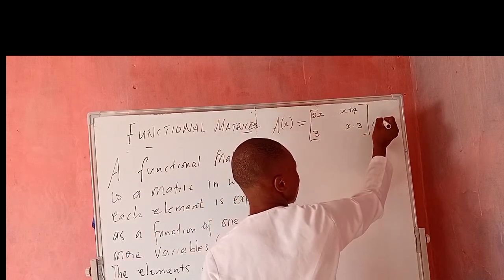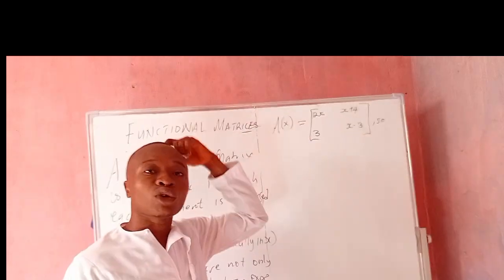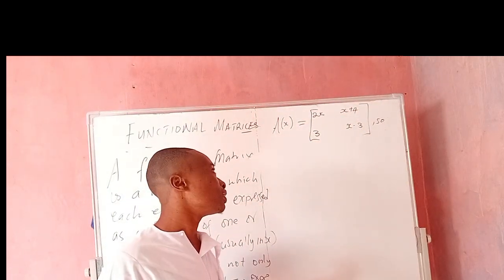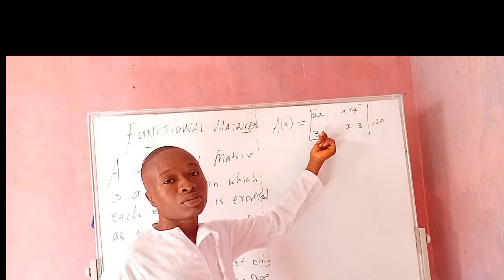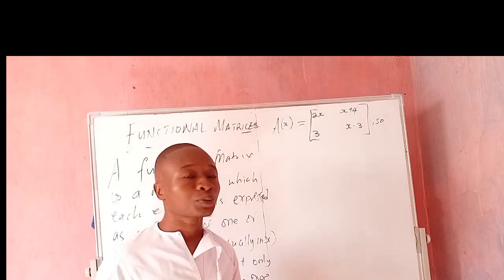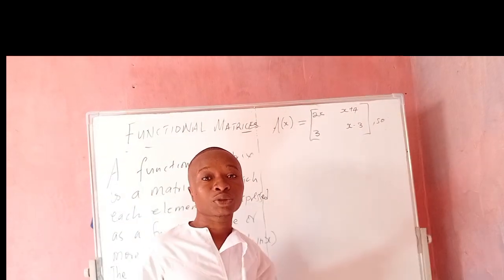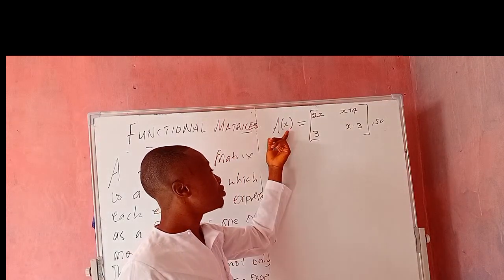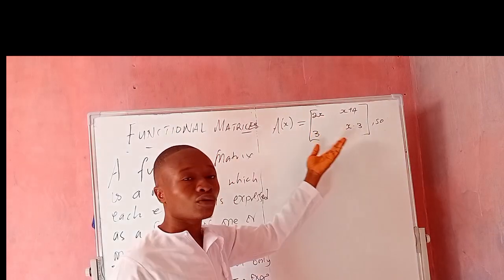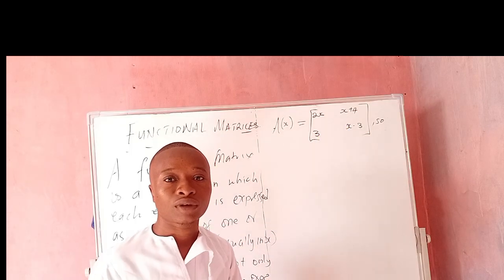So now we can say that this A(x) is a functional matrix because the entries or the elements here are not only numbers. 3 is the only number we are seeing, right? All these ones are algebraic expressions. You talk about 2x, x plus 4, and x minus 3. They are algebraic expressions. So we can now say this matrix A(x) is a functional matrix, and the variables are expressed in terms of x, right?